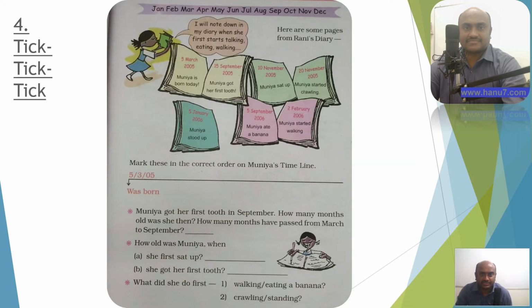Now coming to the next slide in the chapter. Here this is the diary. This is what Rani did on one day. She came home along with all her friends to see the new baby sister.